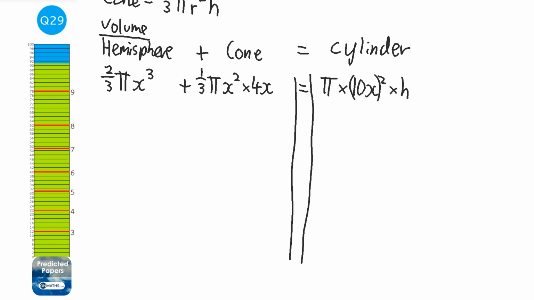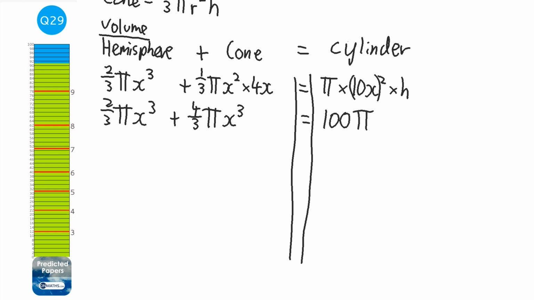I'll put my lines down. Okay, so what have we got? Let's sort out the timeses first, and let's tidy this up. So that hasn't got any timeses in it. This we're timesing by 4, so it's going to be 4/3 pi, and I'm timesing it by x, so that's going to be x cubed. This one, I'm doing the 10x squared, so I need to square the 10 and the x, so it's going to be 100 pi, and it's going to be x squared h.